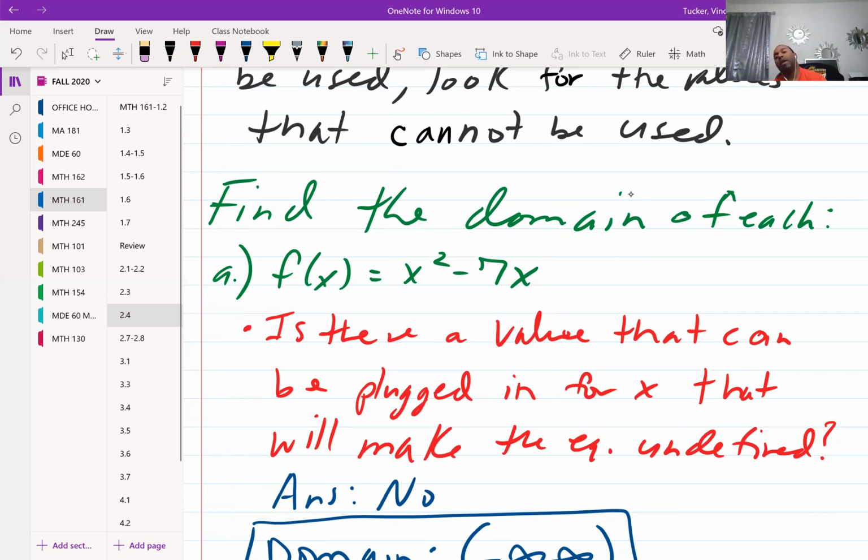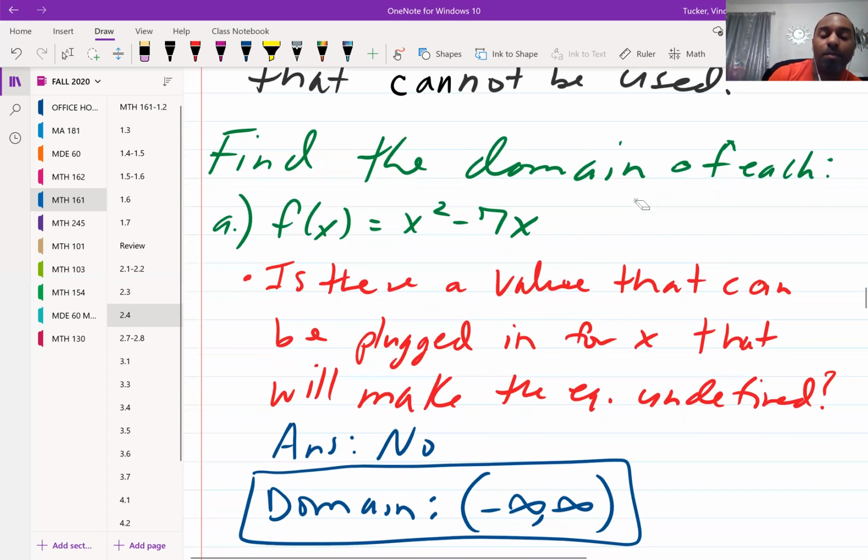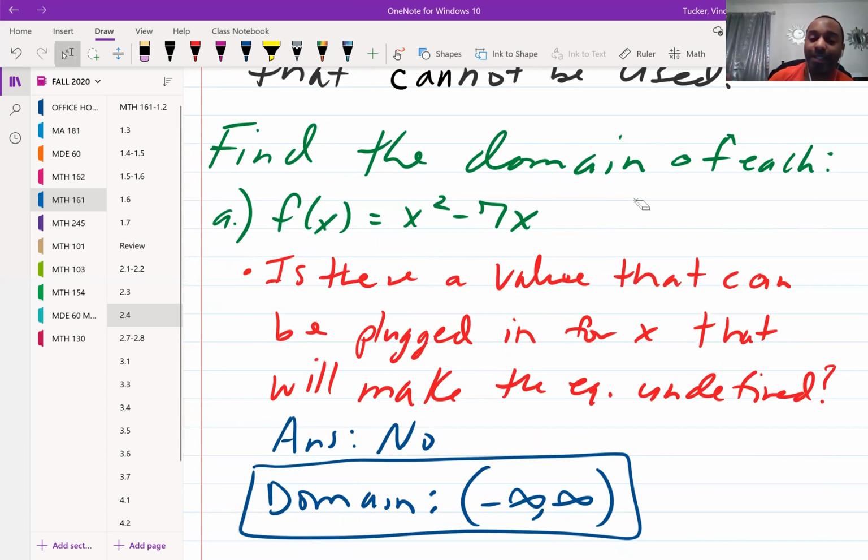So there has to be some type of pre-existing condition for your function, where you know that when I do certain things, it will be undefined. You'll see what I mean in a second. But in this case, there's nothing I can plug into x squared minus 7x to make it undefined, so your domain would be negative infinity to infinity. All values can be plugged in without any problems.